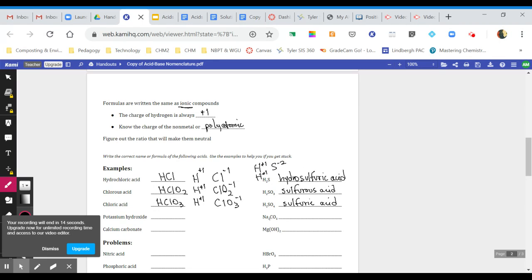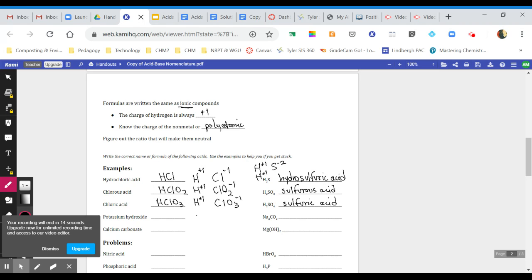The last few here that I'm going to go over are actually not acids. You notice these don't say acid as part of the name, and these don't start with a hydrogen, and that's how we know they're not acids. They are actually bases, and you'll learn more about that as you get into the lessons next week. But we are going to review how to write their formulas and their names.